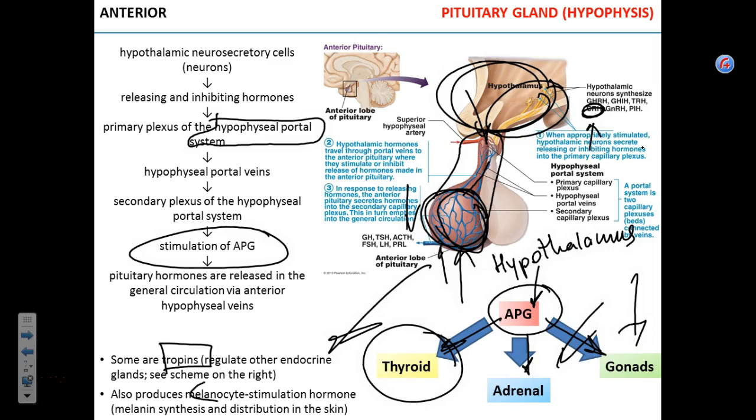Since we're not talking about melanocyte stimulating hormone, yeah, skip it. Okay? It stimulates melanin production and distribution in the skin, so when you get exposed to sunlight, you get tanned. Okay, and you're protected against sunlight. Got it? We're going to wrap it up now.